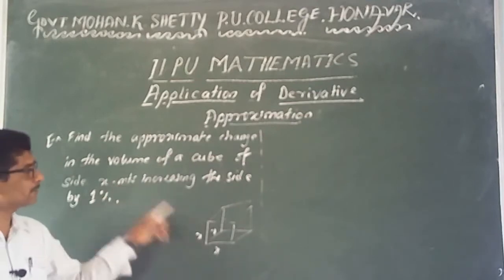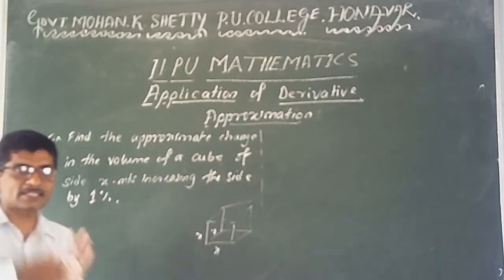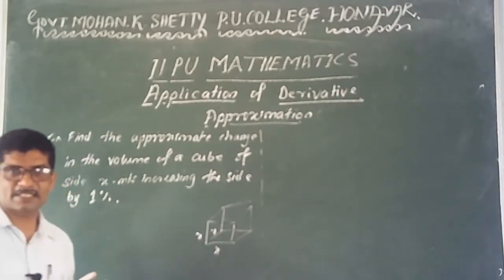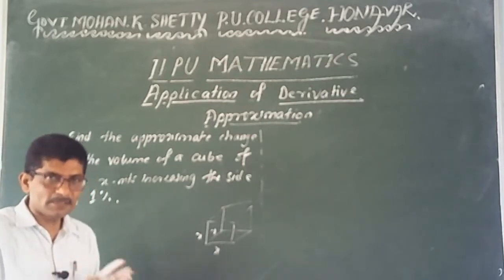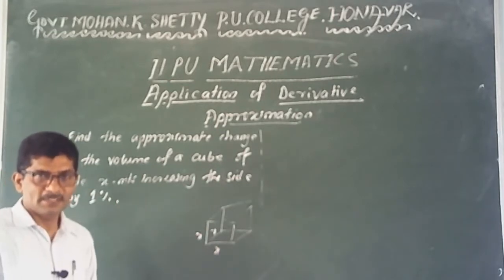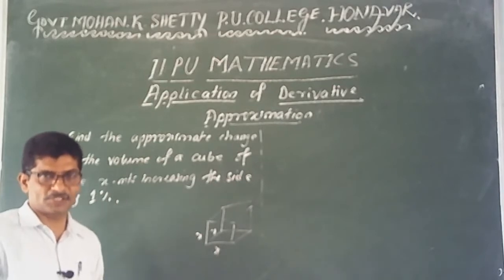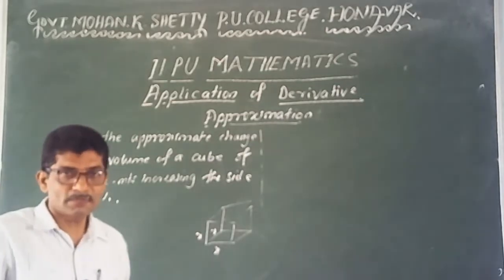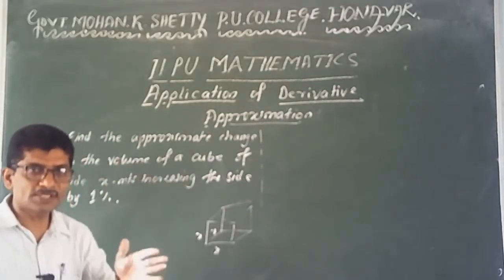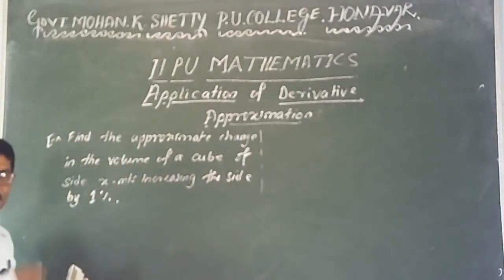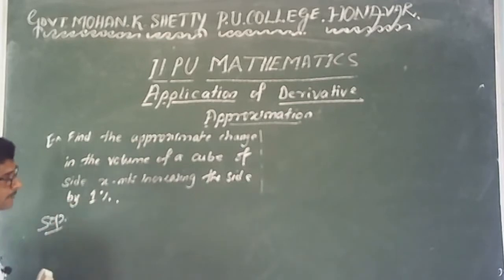The side is increasing by 1%. The side of a cube is x. If the side increases by 1%, it means the measurement error is 1%, that is 0.01 unit. What is the calculation error of the volume of a cube? What is the error in the volume, whether it increases or decreases, that we have to find. The side is increased by 1%.